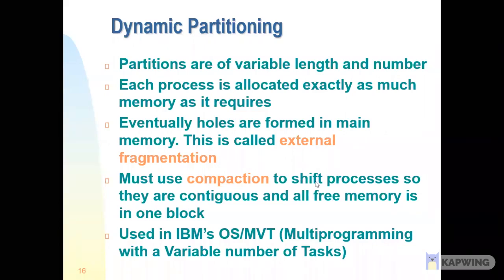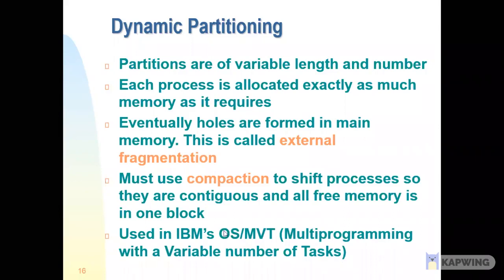We must use compaction to shift processes so that they are contiguous and all free memory is in one block. Now, what is the use of compaction? There are small holes, as external fragmentation, in dynamic partition also. If your free memory is 5 MB but it is not continuous, what do we have to do? We have to combine all that memory and create one whole block of memory. That is called compaction. It was used in IBM multi-programming with a variable number of tasks.